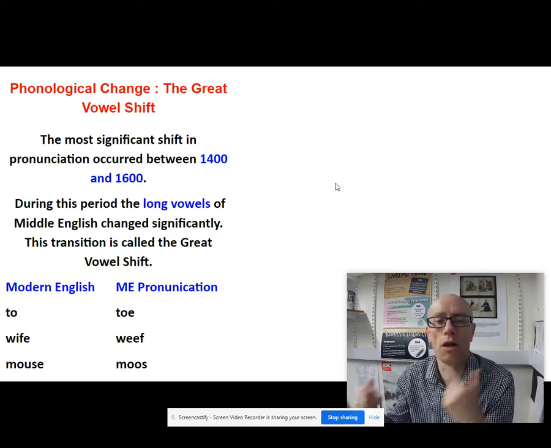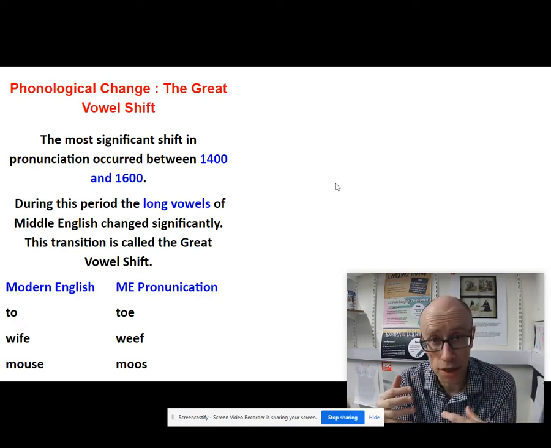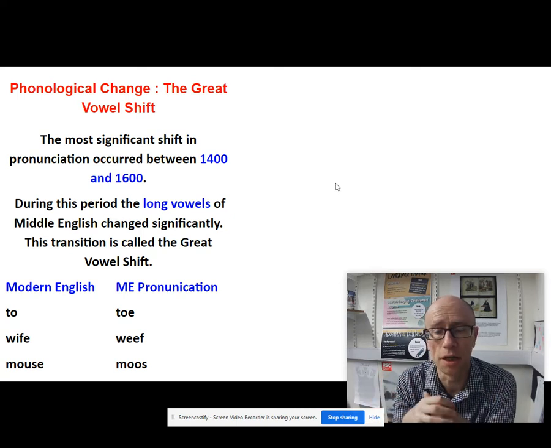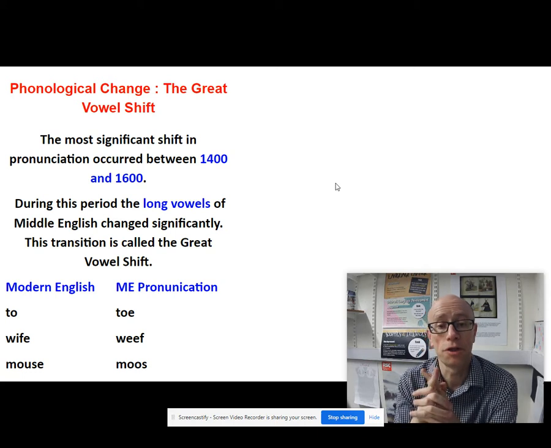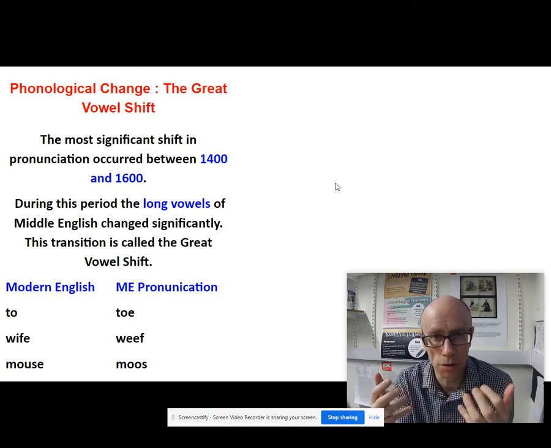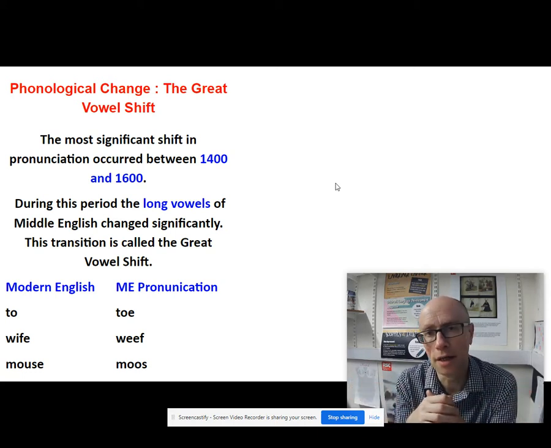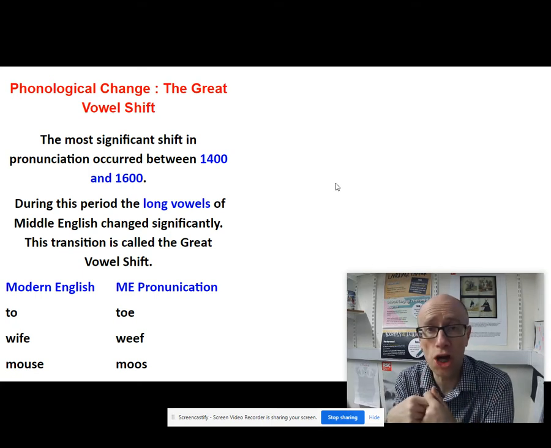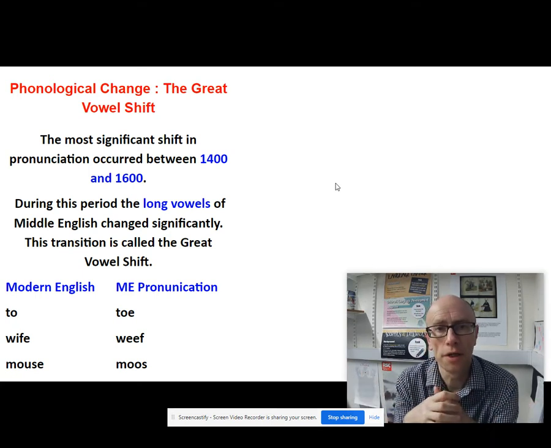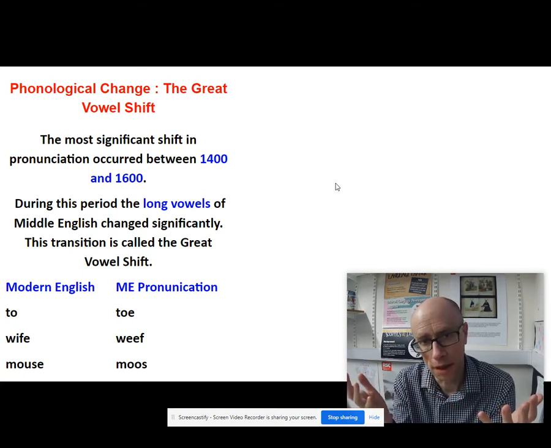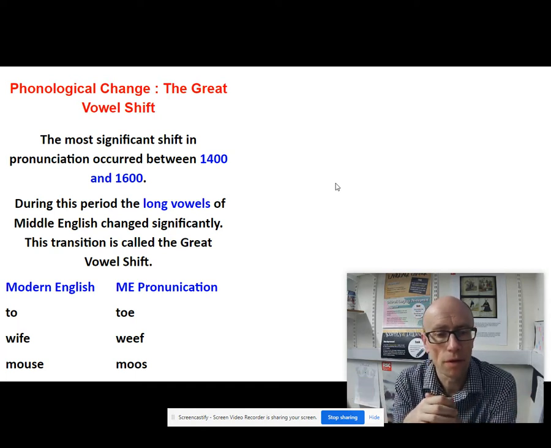And in this shift, the long vowels of Middle English, i.e. medieval times English, they changed significantly. This is called the Great Vowel Shift. So you take a modern word like to, the preposition, and in 1400 that would have been pronounced toe. Modern English wife, Middle English pronunciation, weef. And modern English mouse, Middle English pronunciation, moose.